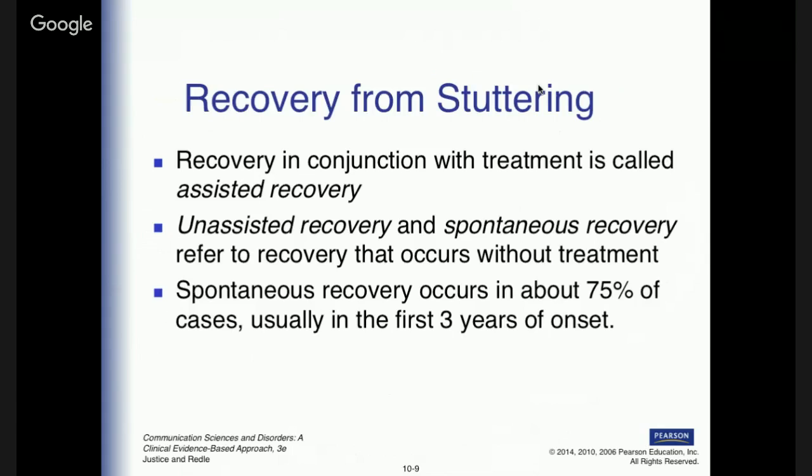We've got 2 types of therapy, and we'll talk about that in a little bit, that we think can get that recovery rate up to about 90%. So recovery in conjunction with treatment, assisted recovery, we think for those young kids, we can get that assisted recovery rate up to about 90% from the 75% of unassisted or spontaneous recovery rate. Once you've been stuttering for 3 years, you're probably always going to stutter to some extent. Only about 5% of people are going to recover after they've been stuttering for 3 or 4 years.